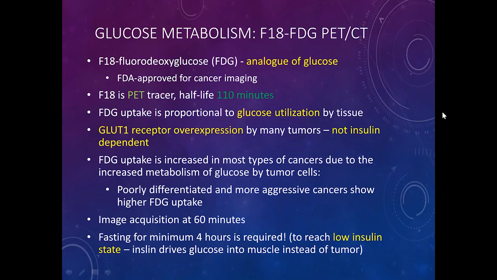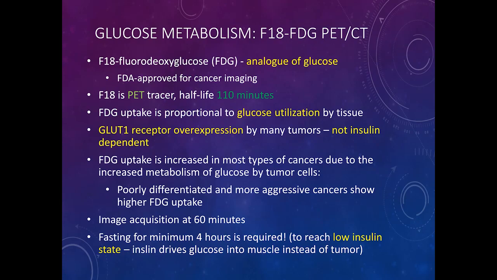An FDG PET that you see probably every day. You can use FDG for imaging of neuroendocrine tumors. FDG is labeled with F18, is an analog of glucose, and approved for imaging of cancer. F18 is a PET tracer with a half-life of 110 minutes. FDG uptake is proportional to glucose utilization by tissues, and it's based on the principle that the GLUT1 receptor is usually overexpressed on many tumor cell surfaces, and it's not insulin dependent.